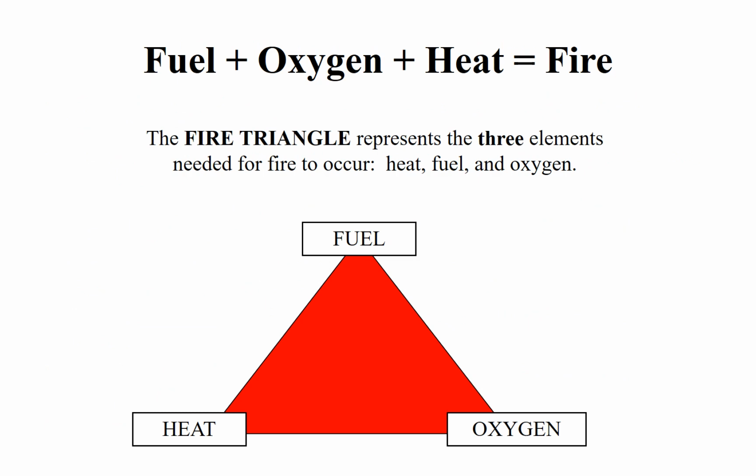So let's look at the fire triangle. The fire triangle represents the three elements needed for a fire to occur. First, you have to have heat. Then you need fuel, and you need oxygen. Without all three of these, you cannot have a fire. So let's look a little more in depth into what each of these mean.